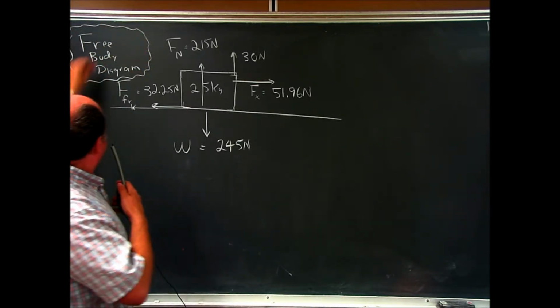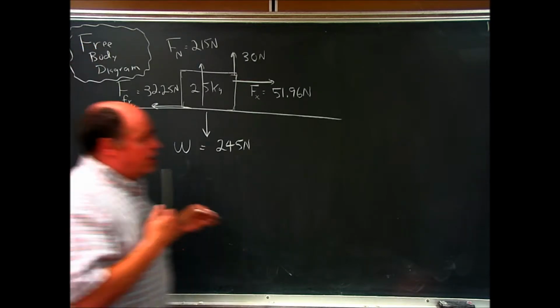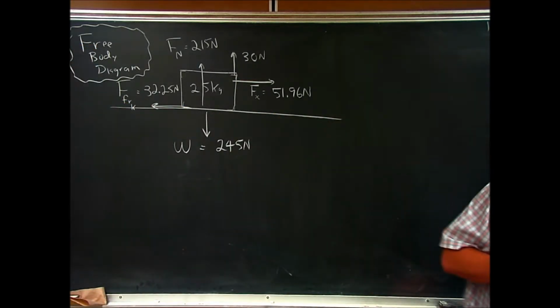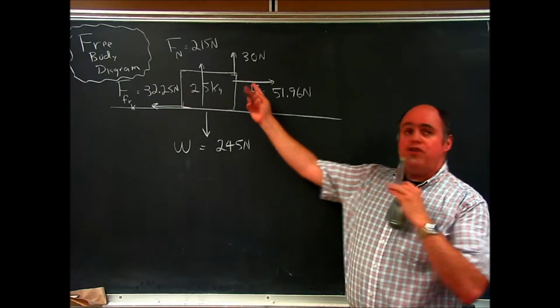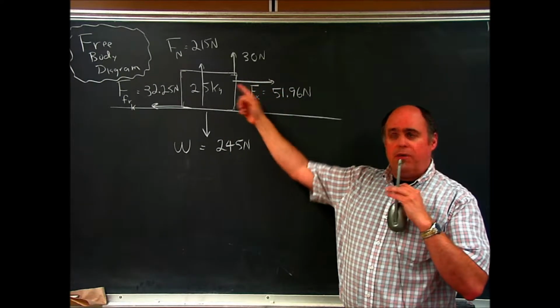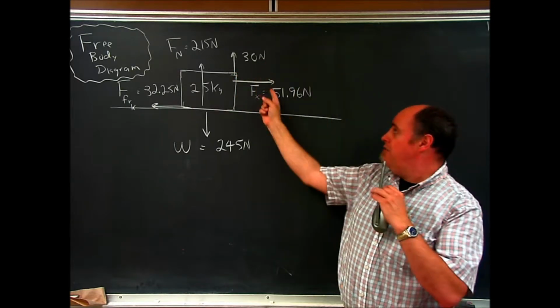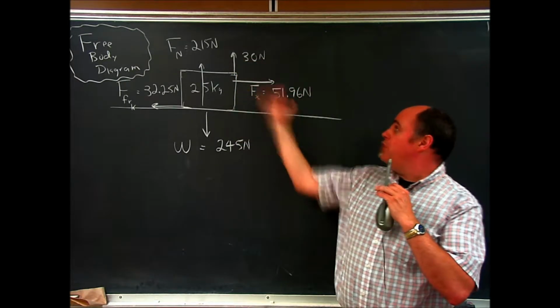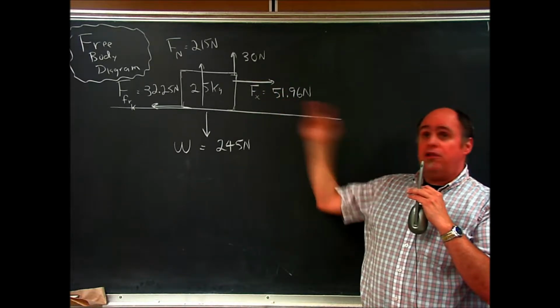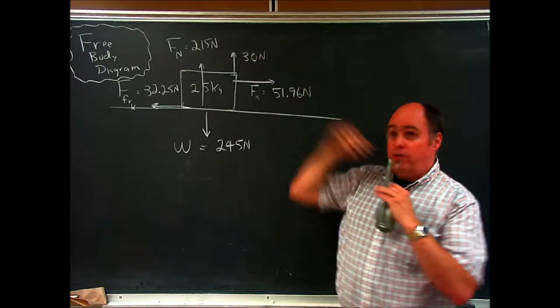And the free body diagram shows all the forces acting on this box. So what I've done is, I've shown you the weight very clearly. I haven't shown you very clearly the applied force, because the applied force was a rope going in two directions. I've broken it down into two separate forces. So the rope was pulling to the right with 51.96 newtons, and the rope was pulling up with 30 newtons.